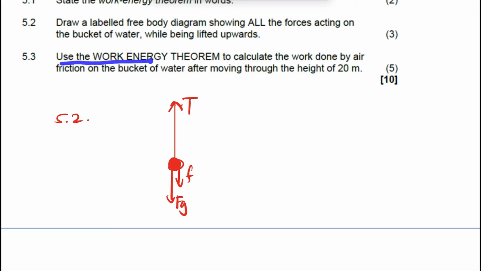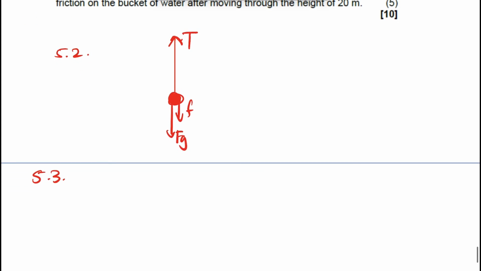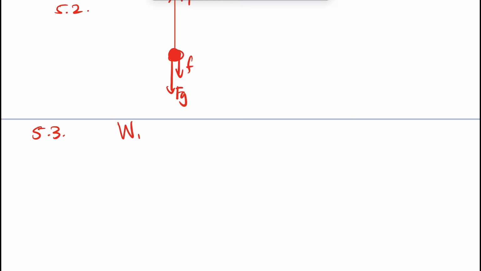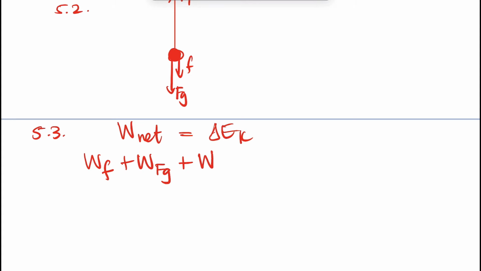The last question, 5.3, says use the work energy theorem to calculate the work done by the air friction on the bucket of water after moving through the height of 20 meters. We're going to use the work energy theorem there, which is we're going to do the net work done of the forces that are acting there: the work by friction, the work by gravity, plus the work by tension force is equal to the change in kinetic energy. The change in kinetic energy is going to be 0 because it's moving at a constant velocity.